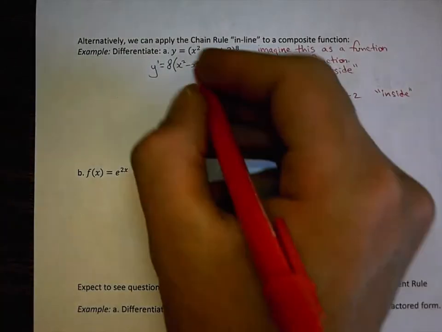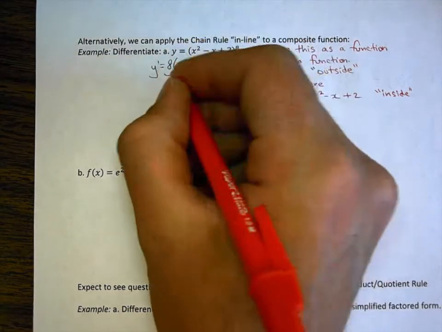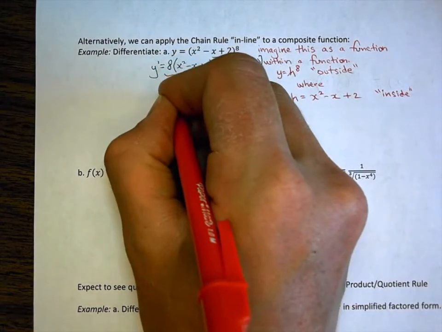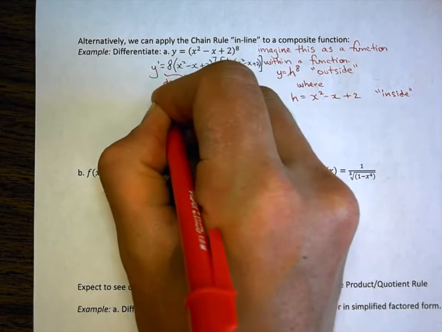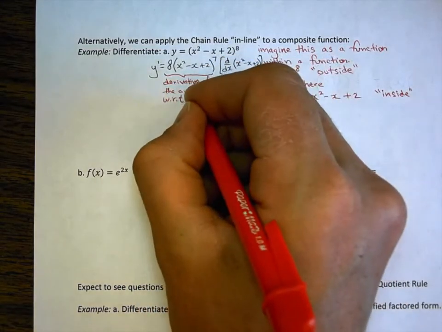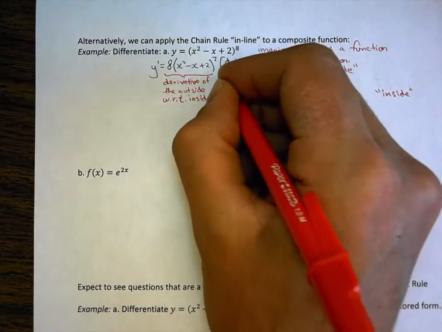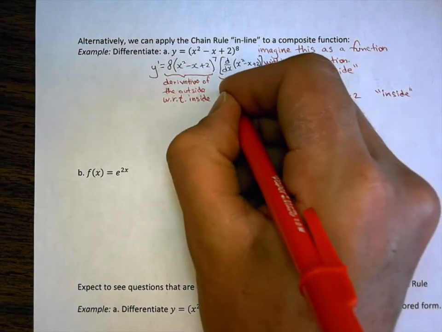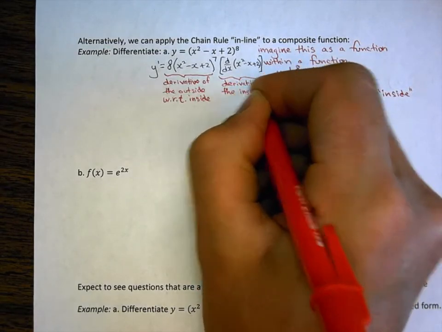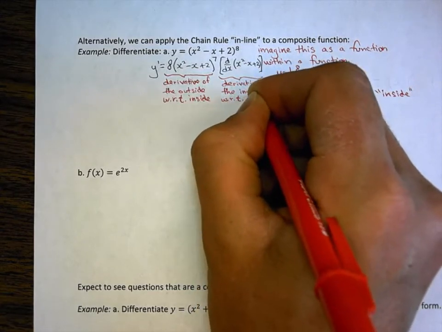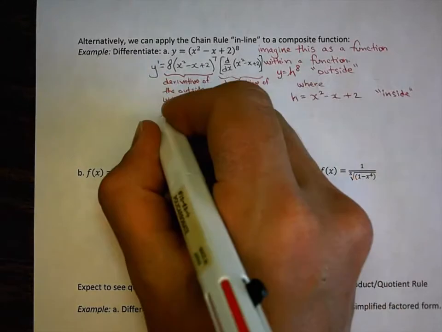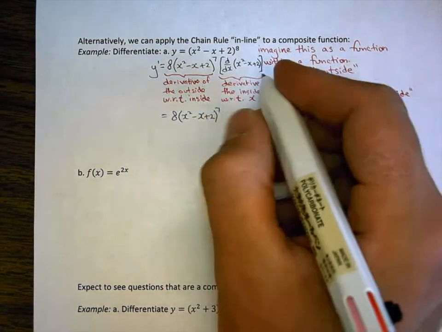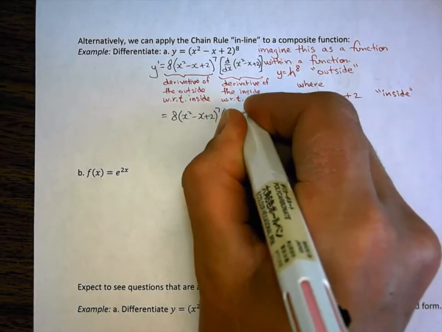It's a little poor space management. But this is the derivative of the outside with respect to the inside, and this is the derivative of the inside with respect to x. So now this becomes 8 times x squared minus x plus 2 to the power of 7. And this becomes the derivative of this, which is 2x minus 1.